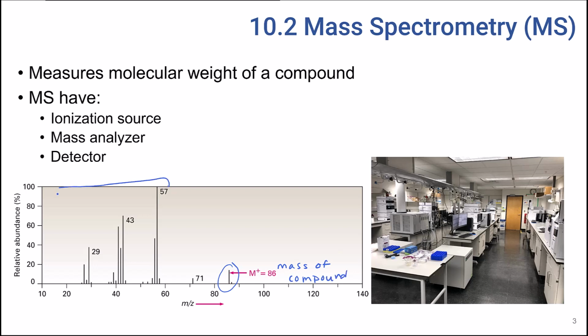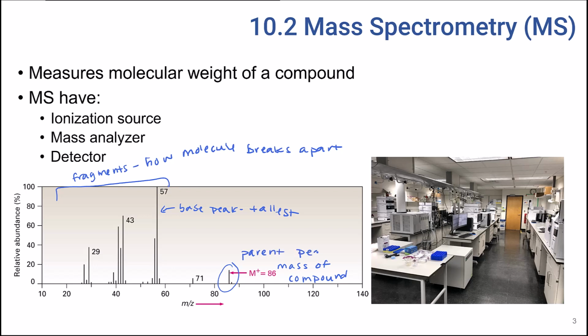And these all are fragments, and that shows how the molecule breaks apart. The tallest peak is the base peak. And this M+ here, the mass of the compound, is also known as the parent peak. Each of these mass spectra is unique to each compound. It's kind of like a fingerprint for the compound.